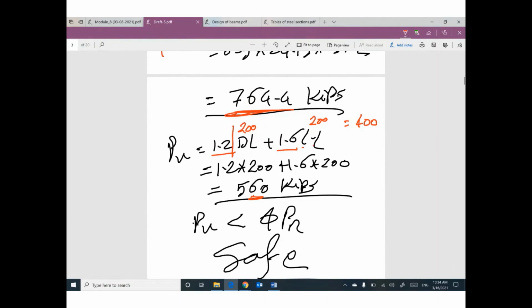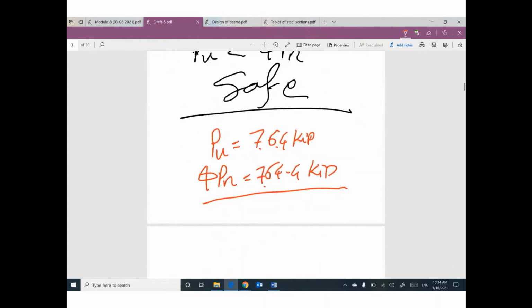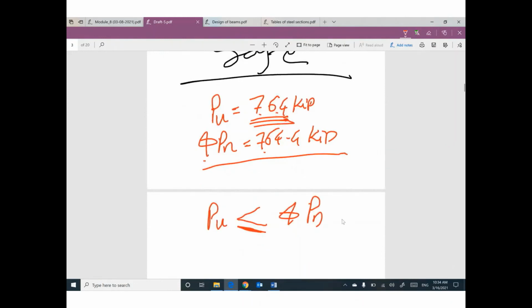So don't be worried if your P ultimate is very, very close to phi PN. You're still safe, but make sure that P ultimate is smaller than or equal. The design philosophy said "or equal." So sometimes P ultimate is equal to phi PN. That's fine. You're still safe. Don't worry.